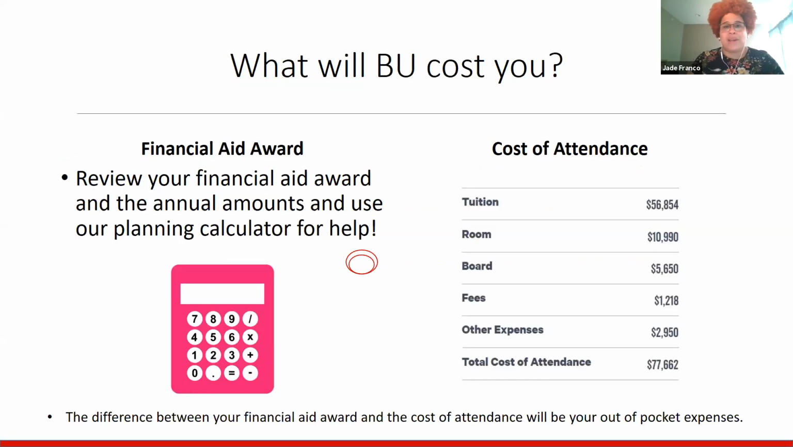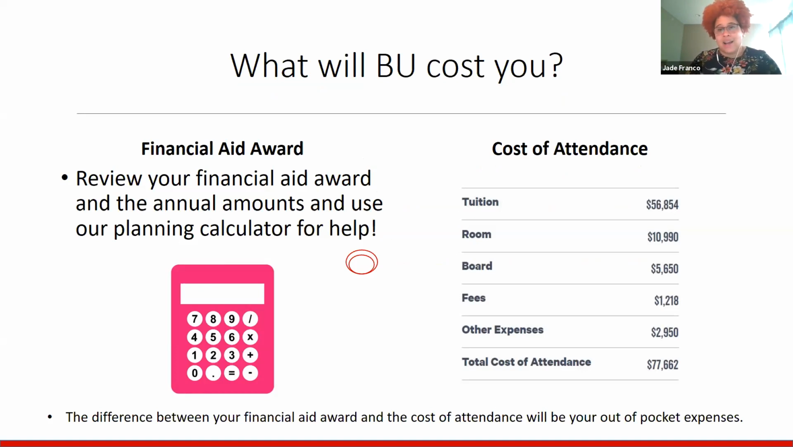So what will BU cost you? The $100,000 question. Maybe not $100,000 question. So your financial aid award, when you review the award that has been given to you, you want to look at your grant offer, if you have a loan offer, a work study offer, or any other types of aid that you have been given, and you want to subtract that from the cost of attendance.